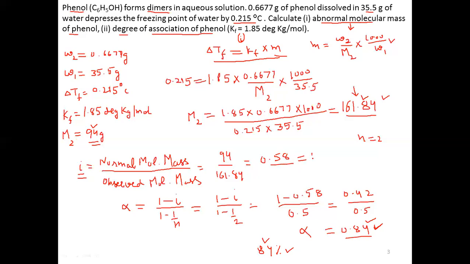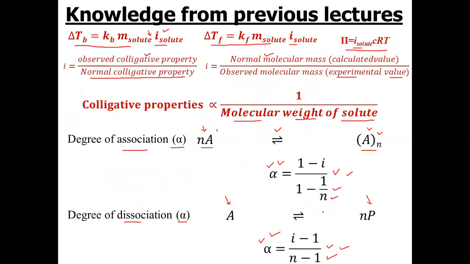This is the value of iota. From iota we calculate the degree of association, which we have derived in our theory lecture, that when n number of molecules combine, alpha is 1 minus iota divided by 1 minus 1 by n. Now as it forms the dimer, n was 2, so it is 1 minus 0.58 divided by 1 minus half, which is 0.5. So the answer is 0.84. This is the degree of association. Okay, but please you have to remember these relations.